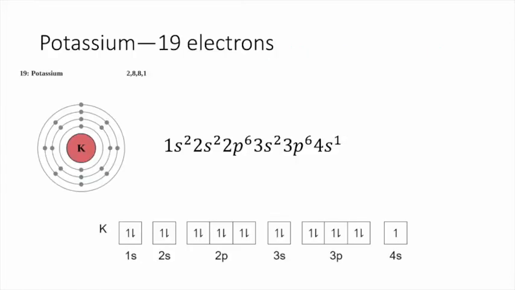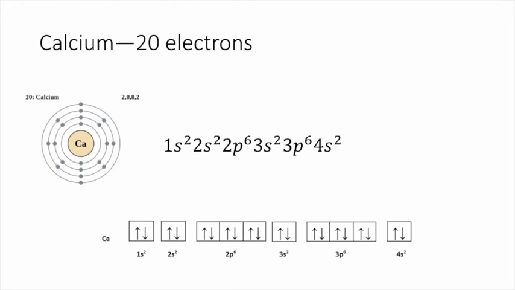So let's see how this works for potassium, which has 19 electrons. Well, potassium's not too bad. We have 1s2, 2s2, 2p6, 3s2, 3p6, and 4s1. Notice that we are filling the s's before we go back to the 3d's. And you can see that in the orbital notation. Now let's look at calcium, which has 20 electrons. 1s2, 2s2, 2p6, 3s2, 3p6, and 4s2. And our electron configuration shows this.